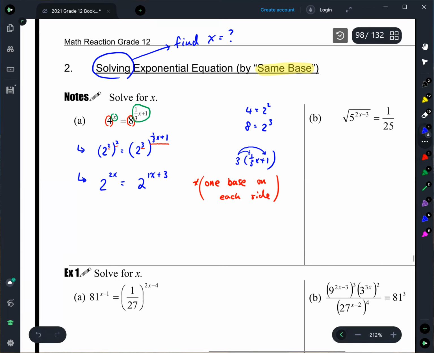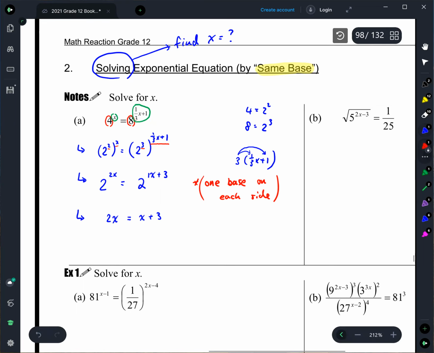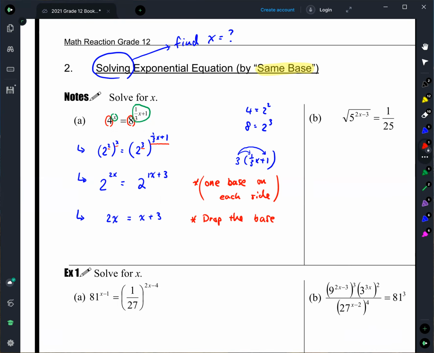You can ignore the base because the bases are the same now. All you care about right now is to make the exponents the same. So you take away the base and just focus on the exponent. The exponent on the left should equal the exponent on the right. So this is called drop the base. The base on each side. First you must make sure you only have one base on each side.